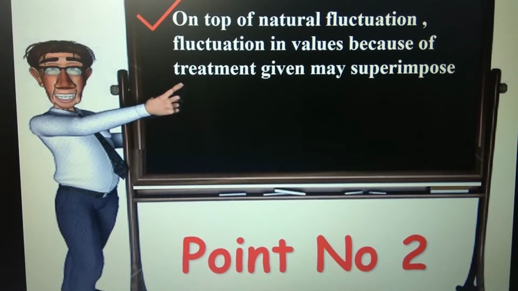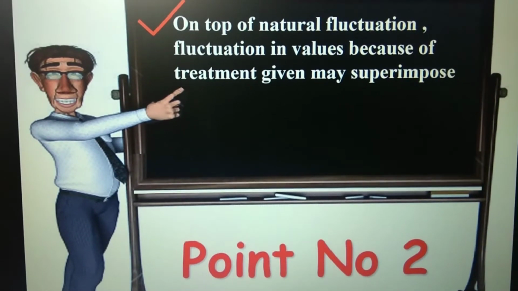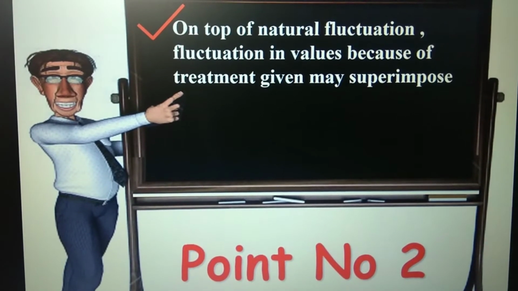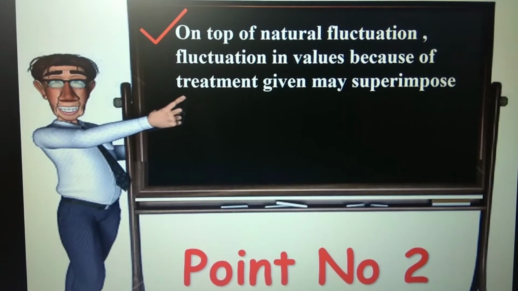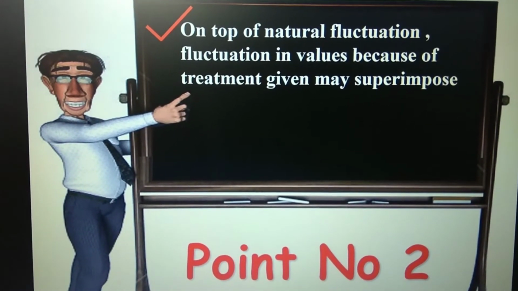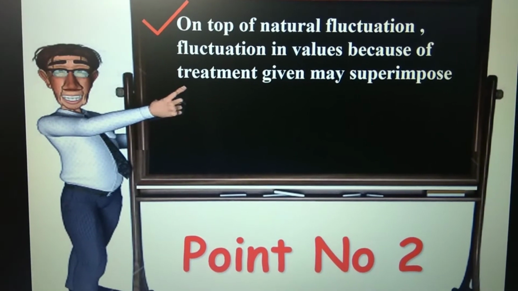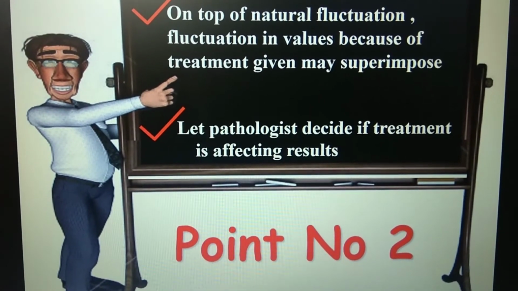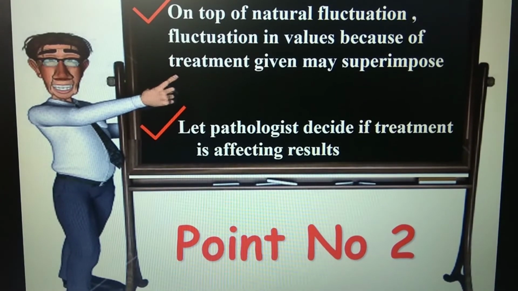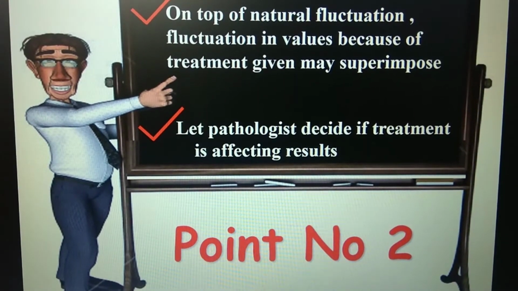For example, suppose steroids are being given to any person. They will increase the total WBC count and the neutrophil percentage, and this will be superimposed on natural daily fluctuation. So, point number 2 to remember is, let the doctor decide if treatment given is affecting your path lab results.